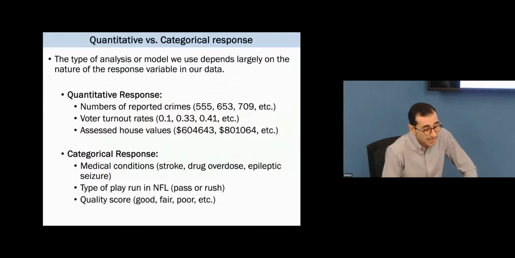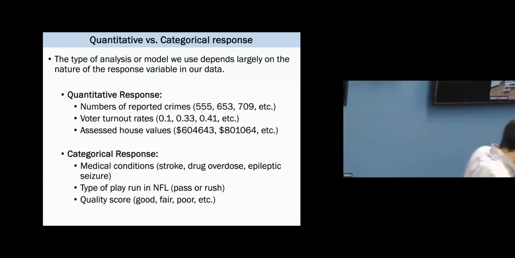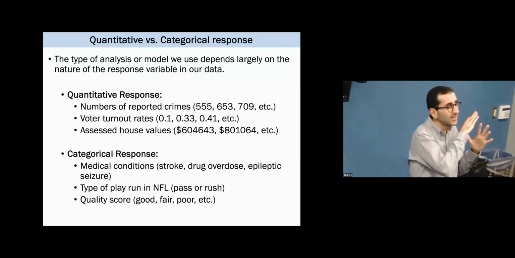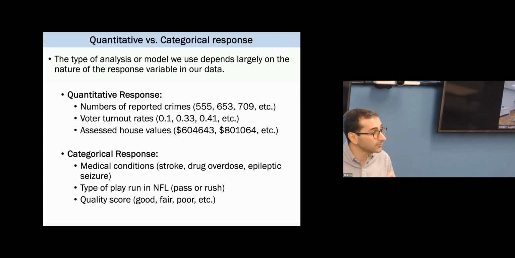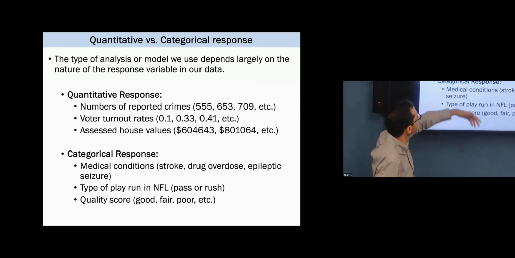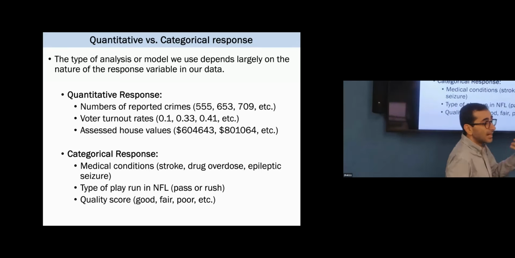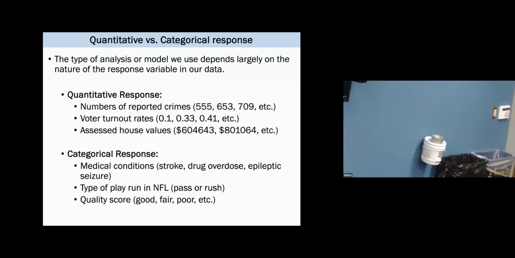And let's see some new methods that you may need to use for your projects. So far, in all the scenarios, all the examples that we have seen, the response variable is a quantitative variable. So we're talking about the number of reported crimes, the voters' turnout rates, the assessed house values. All these are numeric values, and it also makes sense to do calculations with these values.